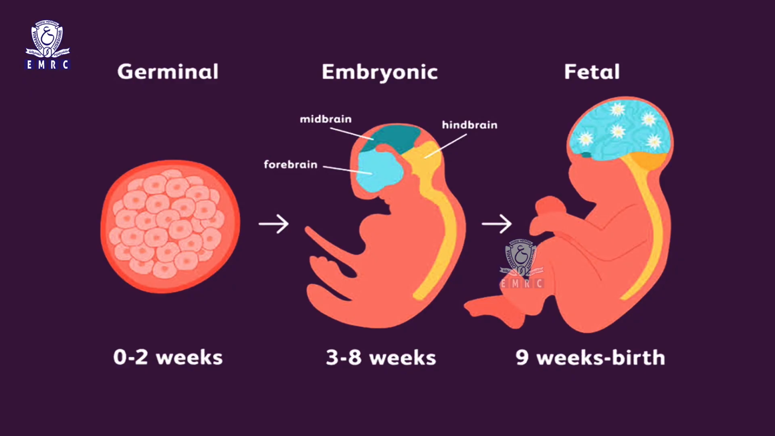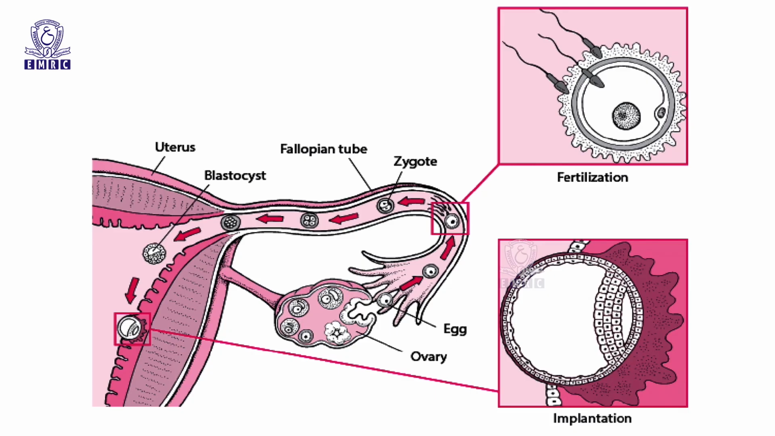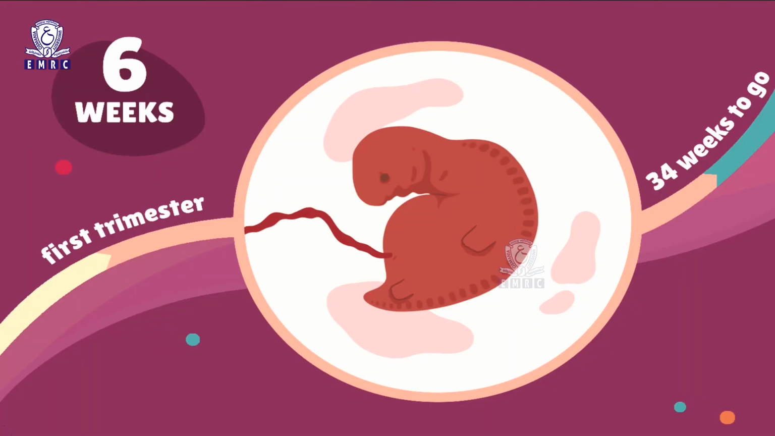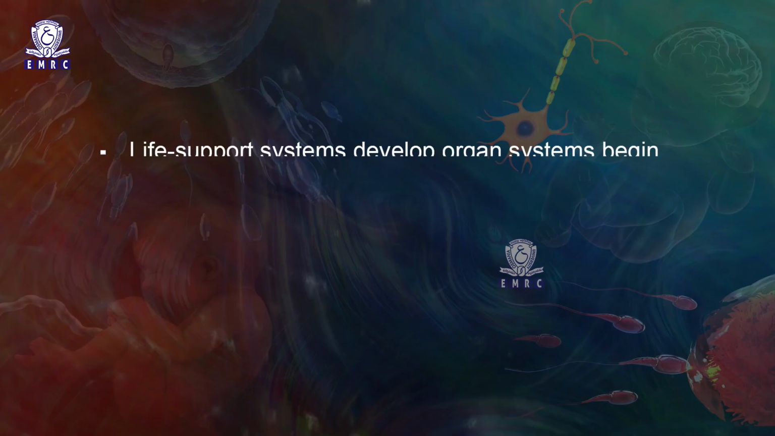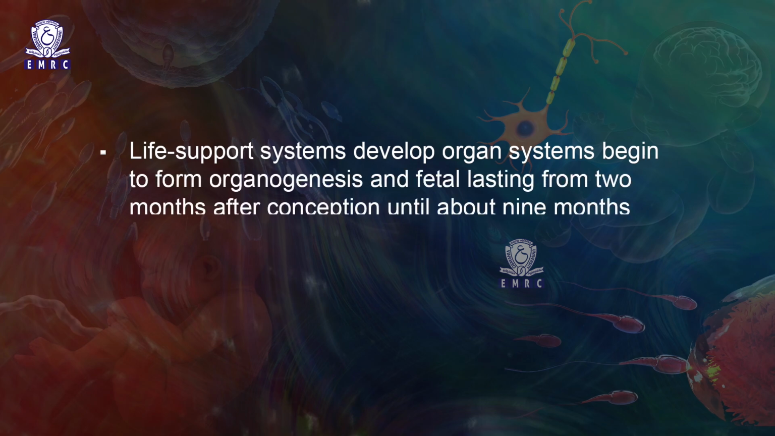The course of prenatal development. Prenatal development is divided into 3 periods. The germinal, that is from conception until 10 to 14 days later, which ends when a zygote, a fertilized egg, attaches to the uterine wall. Embryonic, 2 to 8 weeks after conception, during which the embryo differentiates into 3 layers. Life support systems develop and organ systems begin to form, or organogenesis.